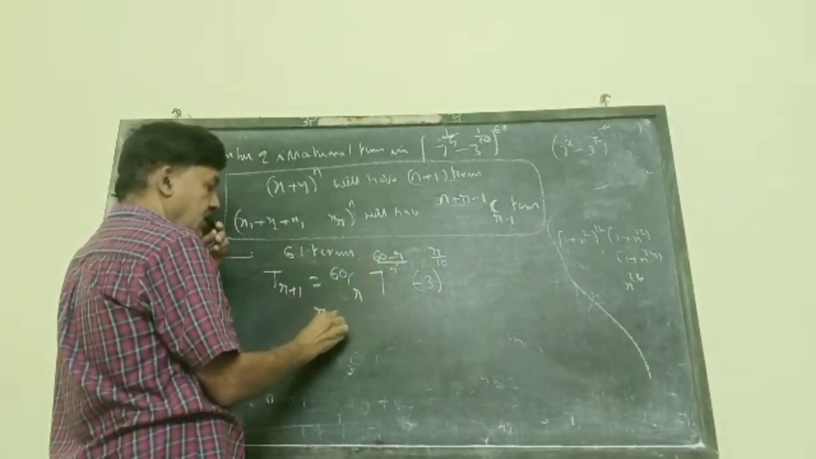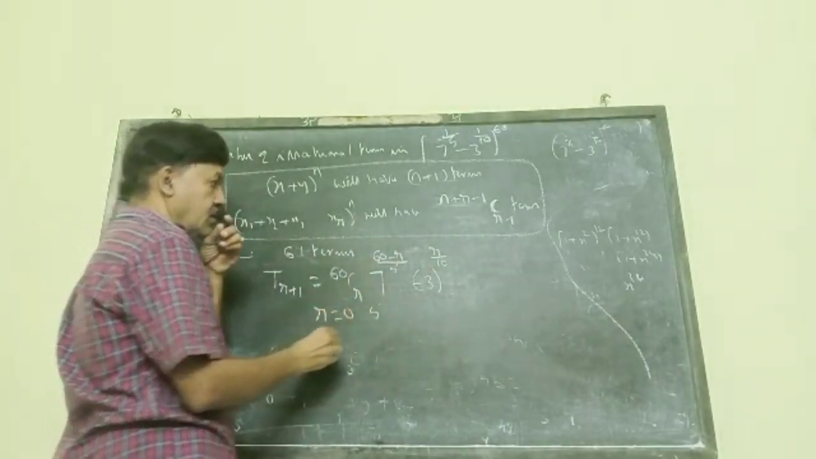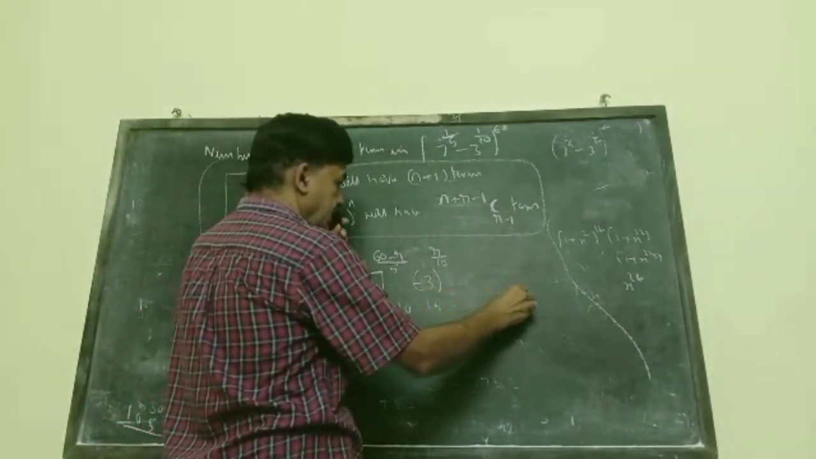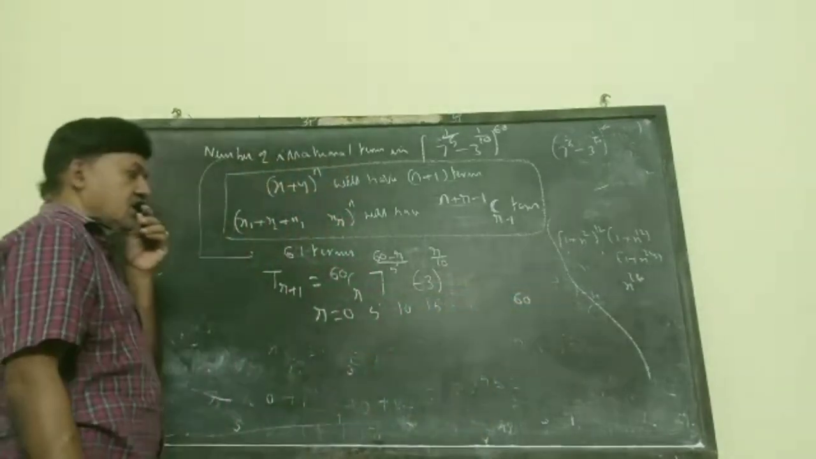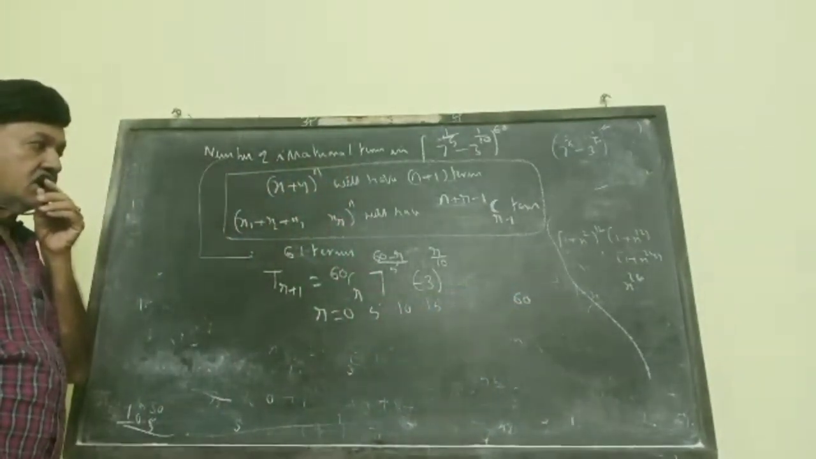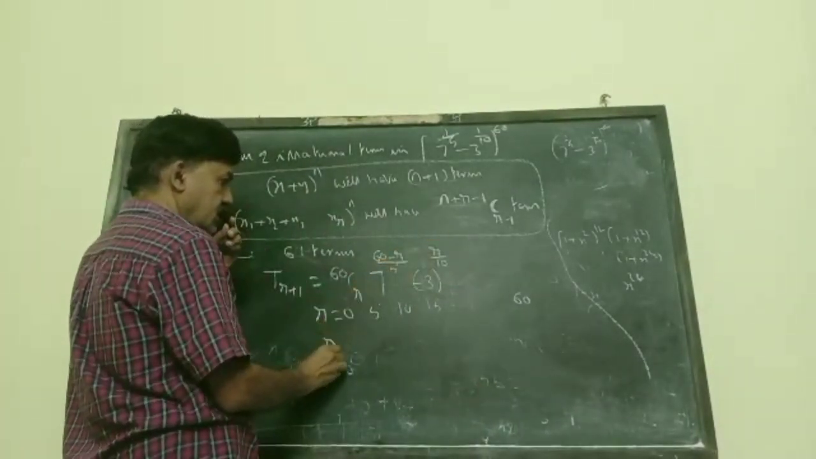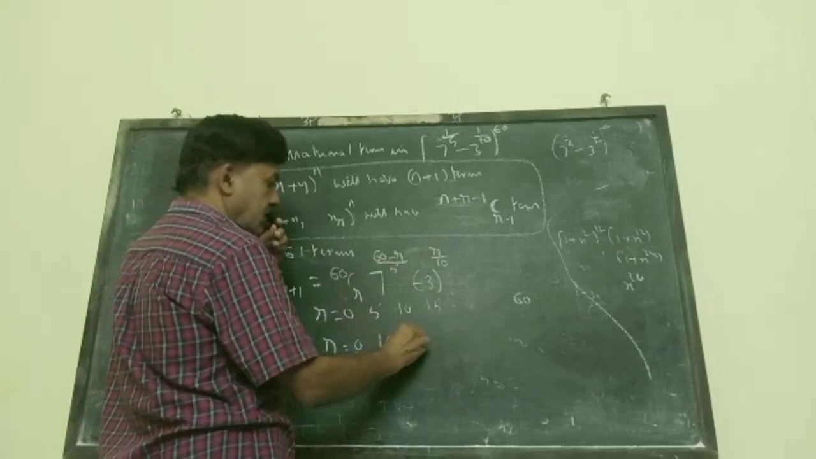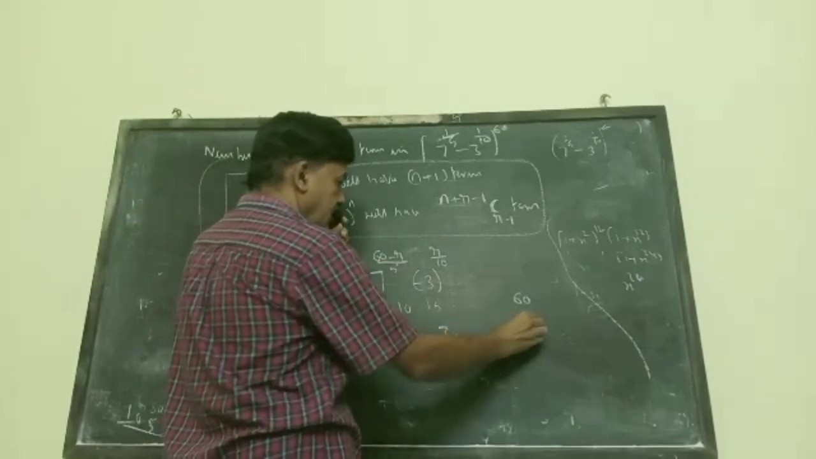So what are all your r values? 0, 5, 10, 15, etc. up to how much? 60. It can go up to 60 like this. For this, what are your r values? 0, 10, 20, 30, up to 60.